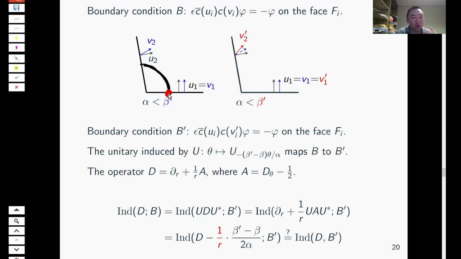This is rotation by 0. This is rotation by beta prime minus beta. So that's exactly what it means here. Theta maps to this. Where the bottom here, when theta is equal to 0, is no rotation. When theta is equal to alpha, it's rotated by beta prime minus beta. And now you have a rotation at the vector level, you just lift it to the spinor, and this gives us a unitary that maps B to B prime.